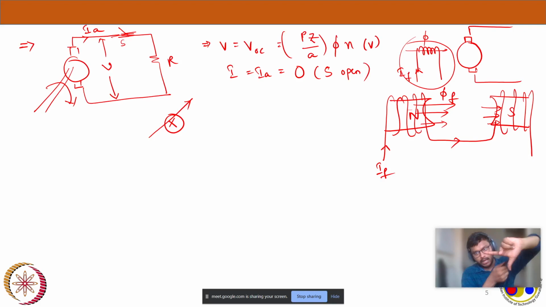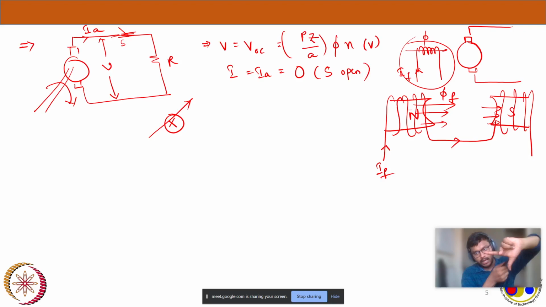The force experienced by a single conductor, we know the formula. It is BIL sin θ, and here θ is 90 degrees, so sin θ is not needed. So F is equal to BIL. Here again, B will be the average value of the flux density. The current is whatever current flows through the parallel path, and L is the length of the conductor. As the conductor moves, it will experience different values of B under the north pole and the south pole. Here also we will take the average value of B and proceed with the force calculation.